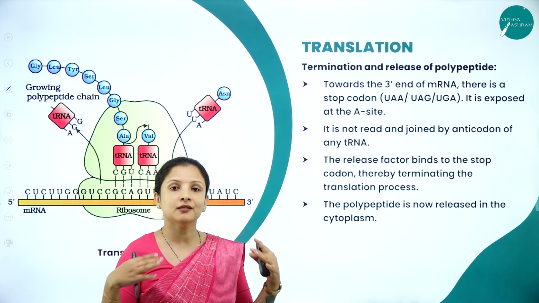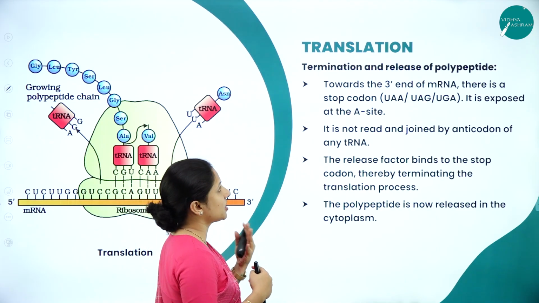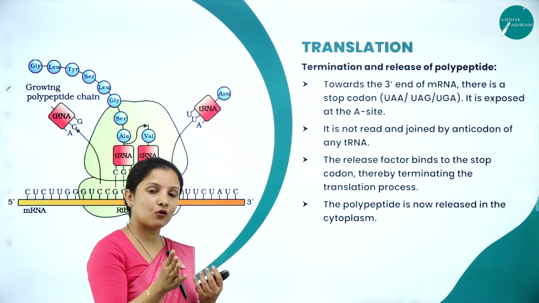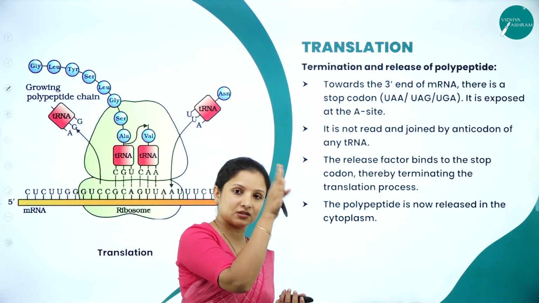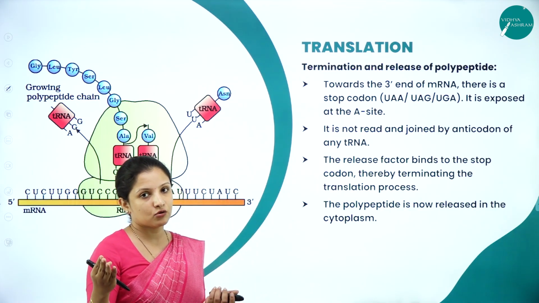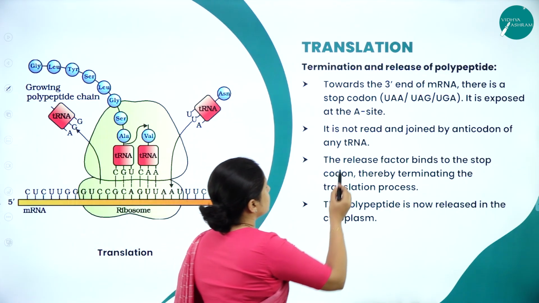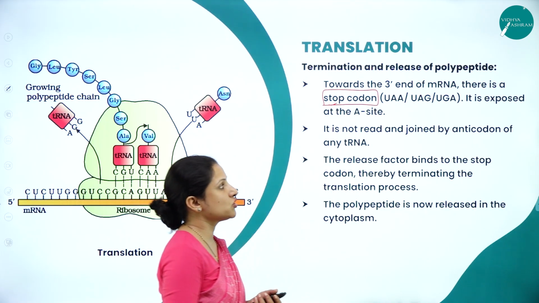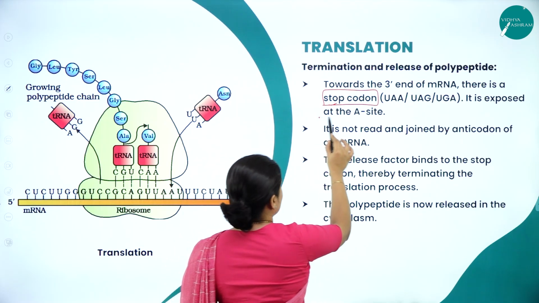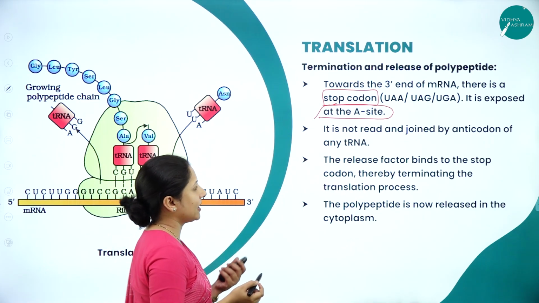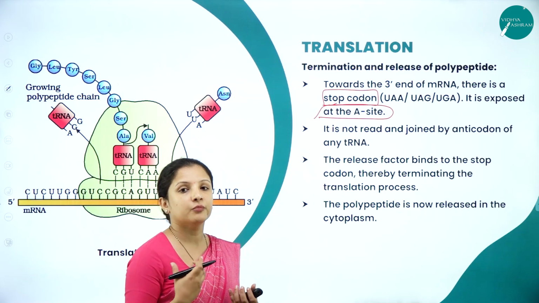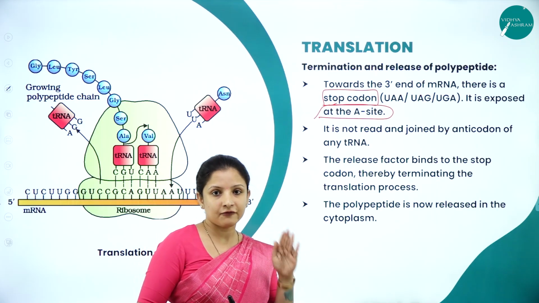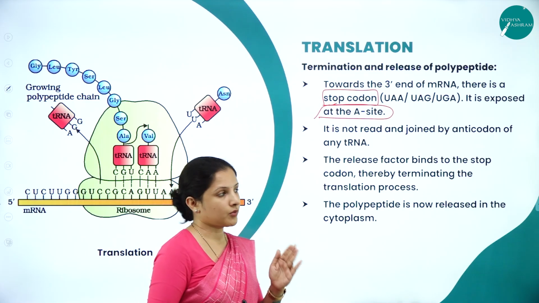Now, when that is done, next we will look into termination and release of the polypeptide. The initiator codon, AUG, is present towards the 5' end, and the terminator codons are present towards the 3' end. The terminator codons, which we also call stop codons, that is UAA, UAG or UGA, are exposed at the A site, right? They are not read or joined by any anticodon because they do not code for any amino acid, and their only function is to stop the coding.